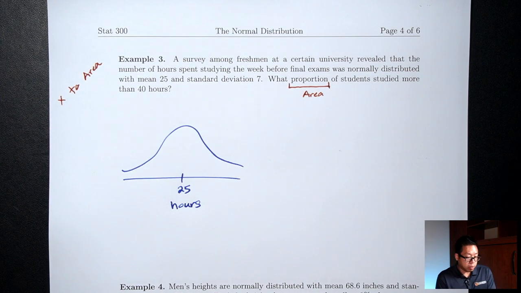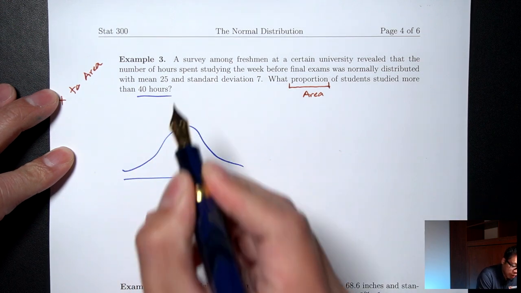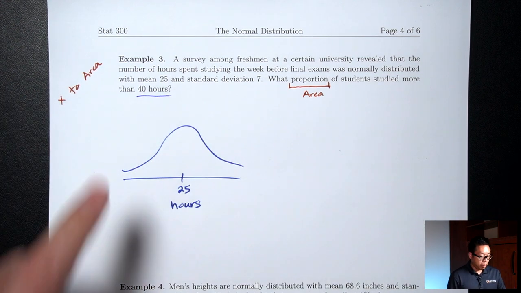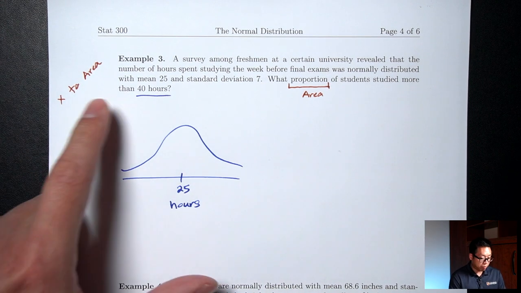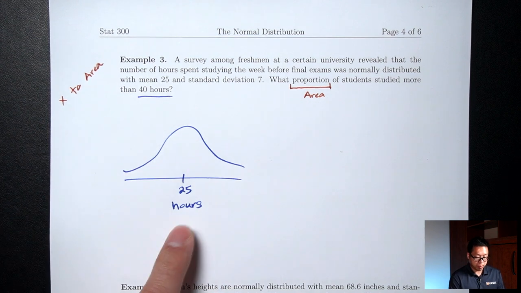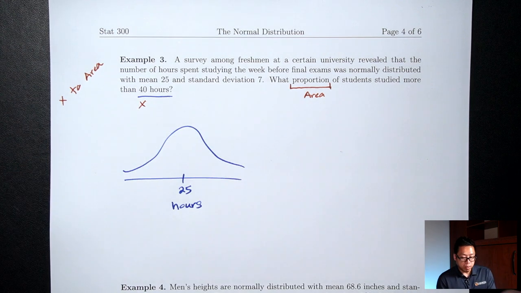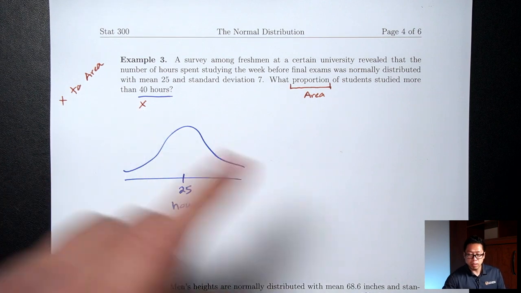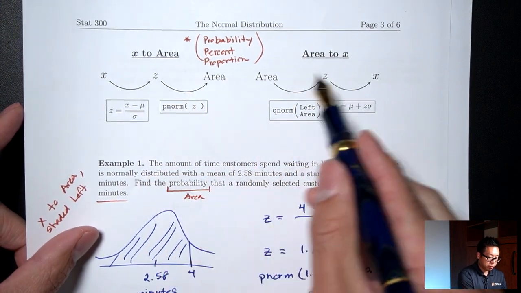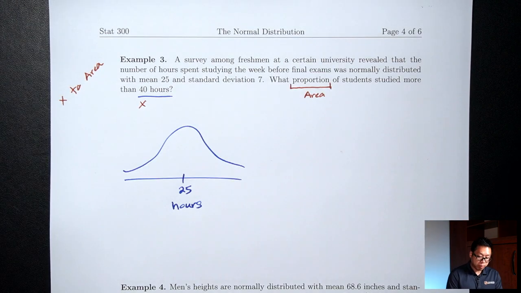Another way to think about it is to look at what else I am giving you in this very last sentence. What proportion of students study more than 40 hours? What is the 40? That 40 is in hours. We said the x-axis represents hours, so that 40 is an x. So another way to think about it is, I'm giving you an x to start. Which one starts with an x? X to area. So this is for sure an x to area question.